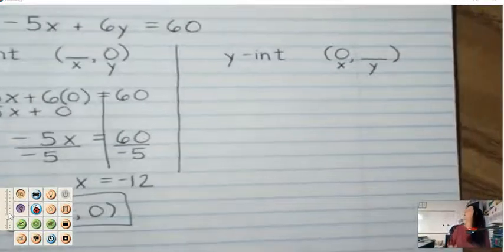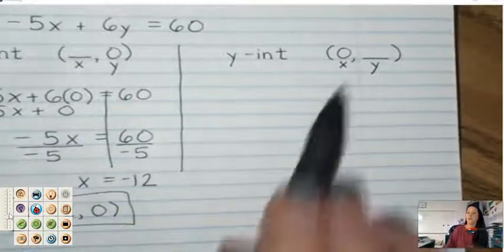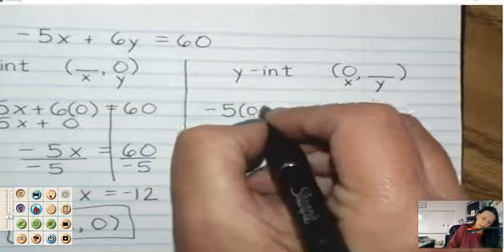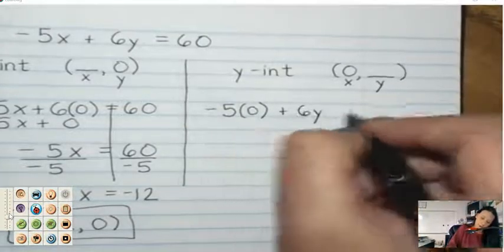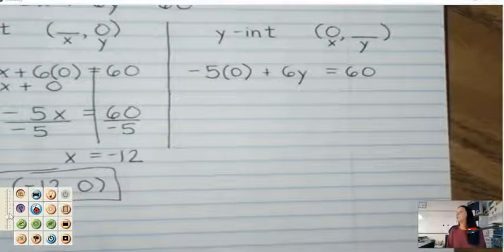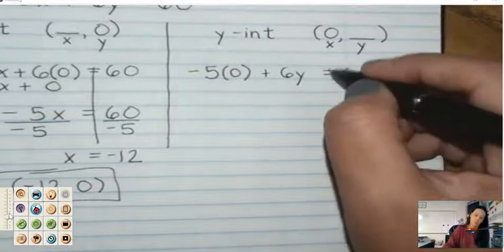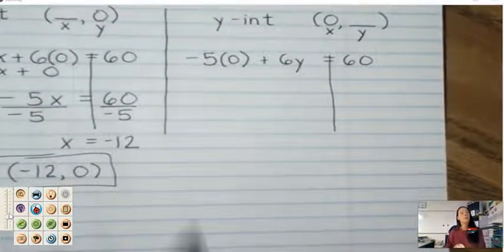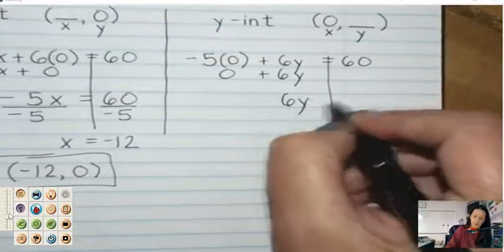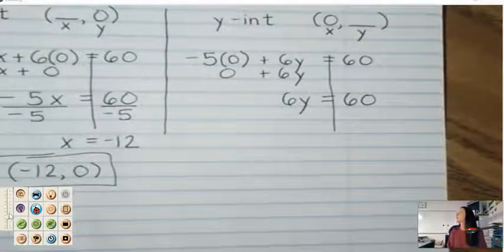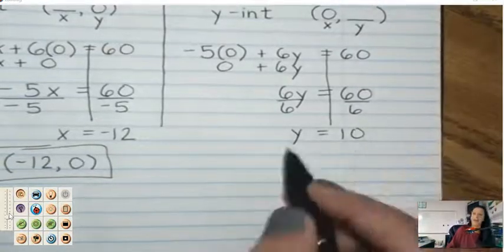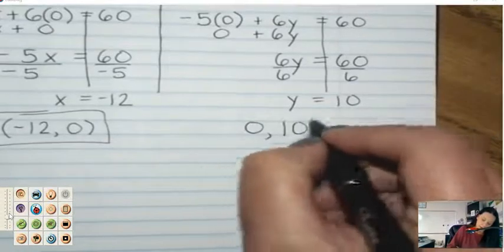Okay, let's try it for y now. So the y-intercept, you're going to do the whole math problem, but we're plugging in 0 for x. So negative 5x becomes negative 5 times 0 plus 6y equals 60. You should be doing this work as well, not just watching me do it. We always simplify first. Negative 5 times 0 is just 0. 0 plus 6y is just 6y. And then divide by 6. Y equals 10. And again, write this as a point. It's always going to be 0, comma, and then whatever that number is.